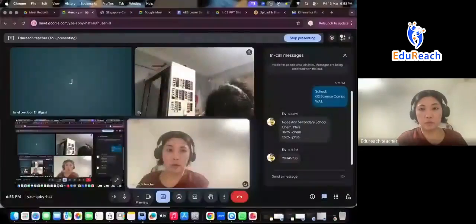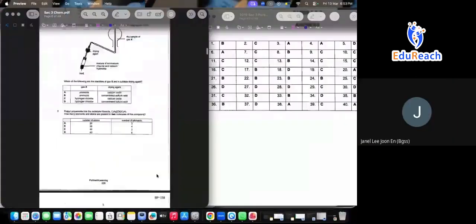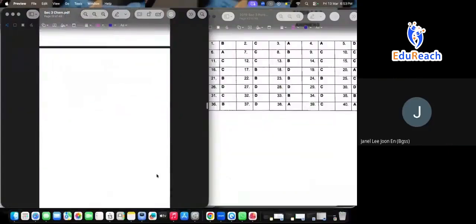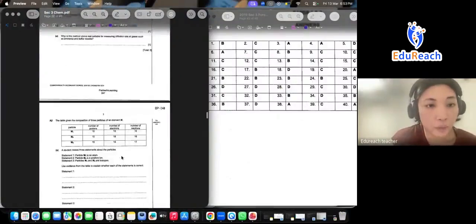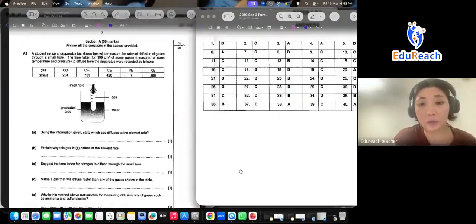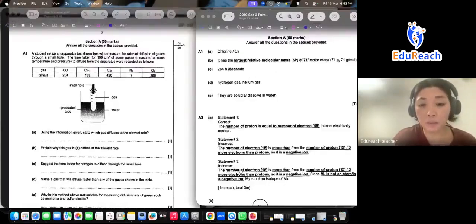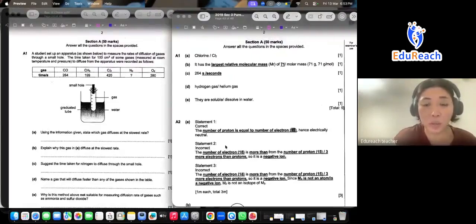Okay, I'm sharing my screen so you can see it. A1 and A2. A1 is talking about diffusion. That's why I gave you this question, because I know that you also take bio. So it's a good question to test these two concepts.